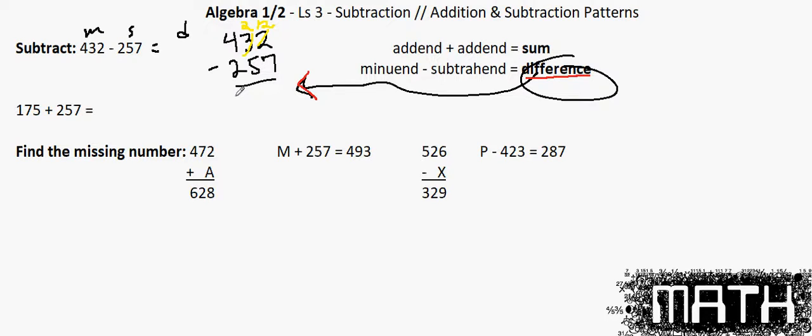So, subtract 432 and 257. We get, as the book says, 175 for a solution. What do we call a solution in a subtraction problem? Difference. What do we call a solution in an addition problem? The sum, right? And that was in this problem.